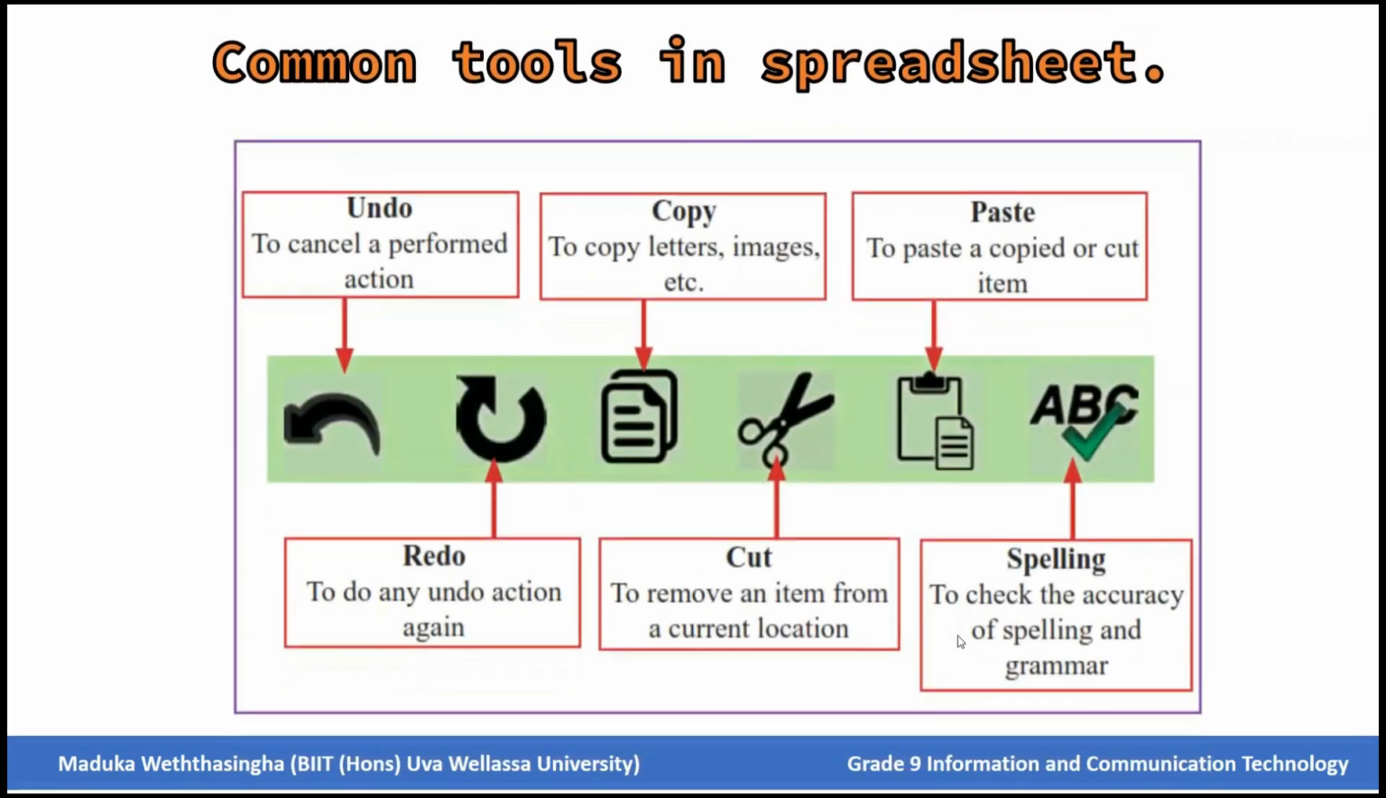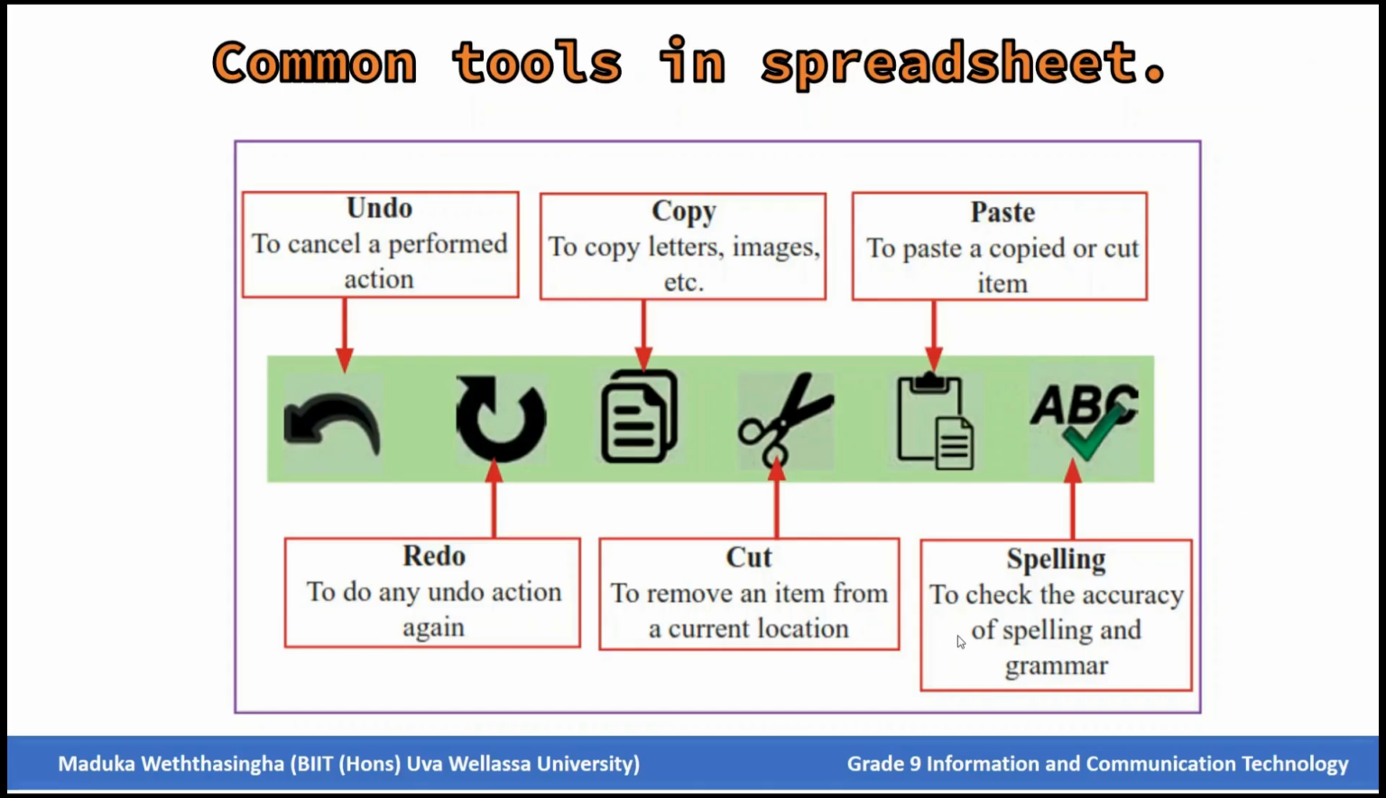And next, undo, redo, copy paste, cut paste and spell check. Undo. We can cancel any performed action. Redo. To do any undone action again. Copy. To copy letters, numbers, images. Then we can paste it. What we have to do, we have to select any cell and paste. Cut. To remove an item from current location. Then we can check the spellings in the worksheet.